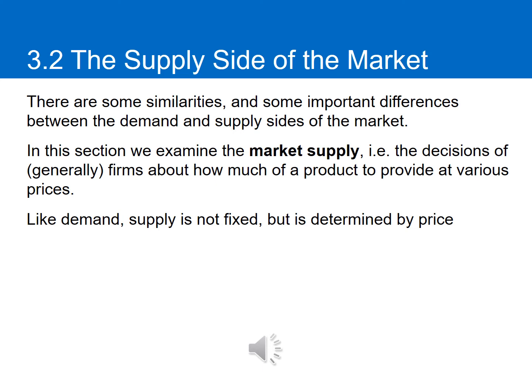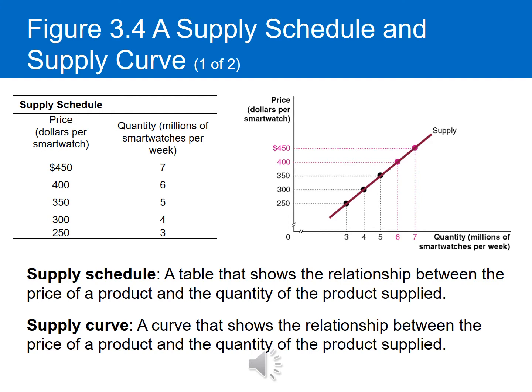Instead of looking at one individual firm, it will be the entire market for whatever good or product we're looking at. Like demand, supply is not fixed, but it's determined by the price. On this slide, we have two figures. On the left, the supply schedule, and on the right, the supply curve. The supply schedule is a table that shows the relationship between the price of a product and the quantity of a product supplied. So it lists several prices of the good, and then the quantity of goods that will be sold at that price. For instance, at $400, 6 million smartwatches will be sold. At $350, 5 million smartwatches will be sold.